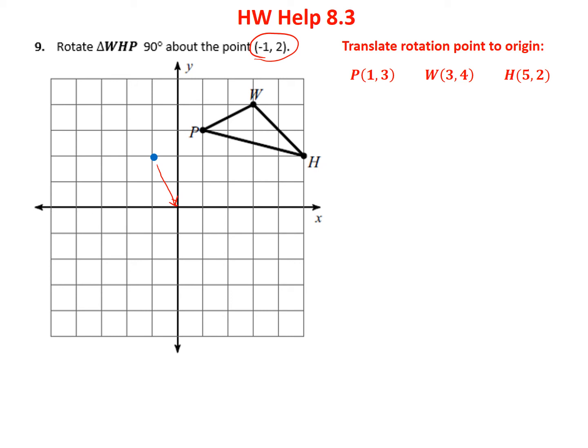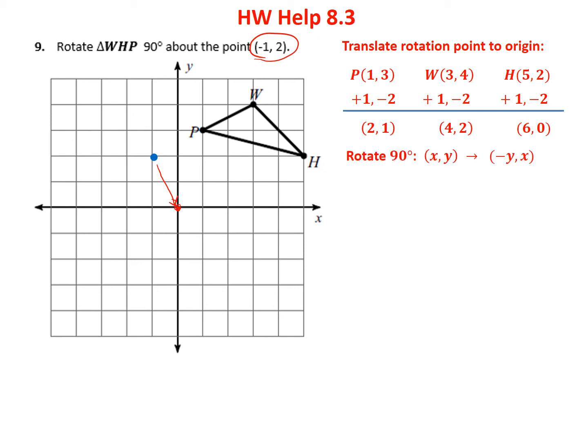Well, if I translated my triangle down 2 and over 1, it would be like adding 1 to x and subtracting 2 from y. So notice if I just add those to each point, my translation would be 2, 1 and 4, 2. So what I'm doing is translating everything down 2 and right 1. Now I'm at the origin, so now I can use my formula for rotation.